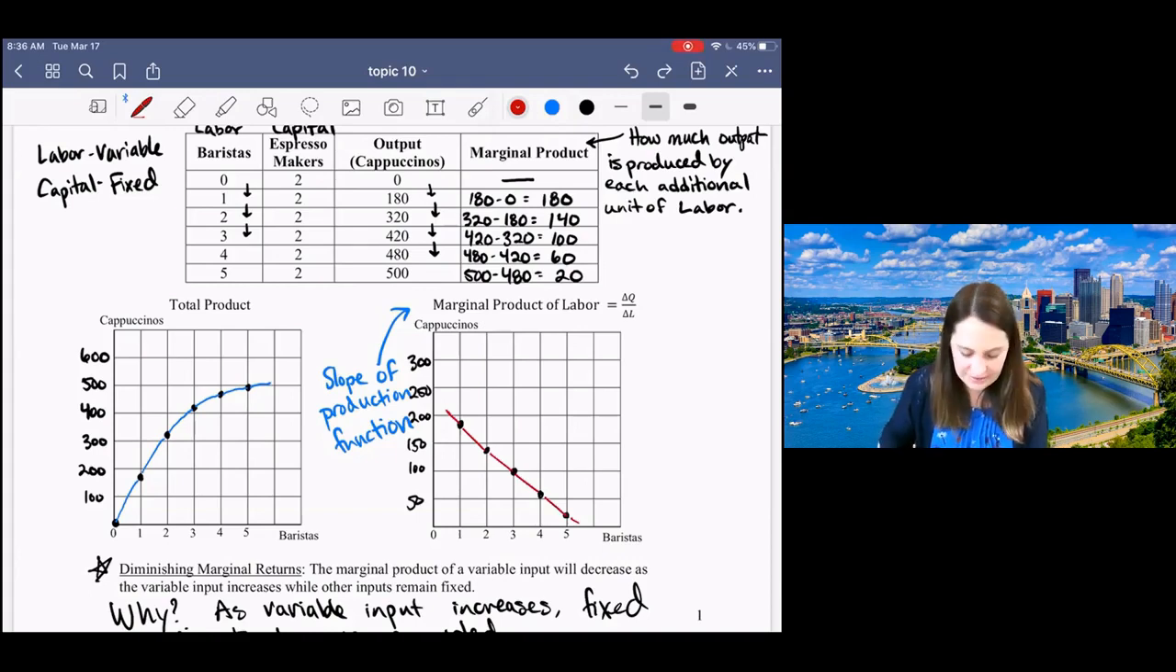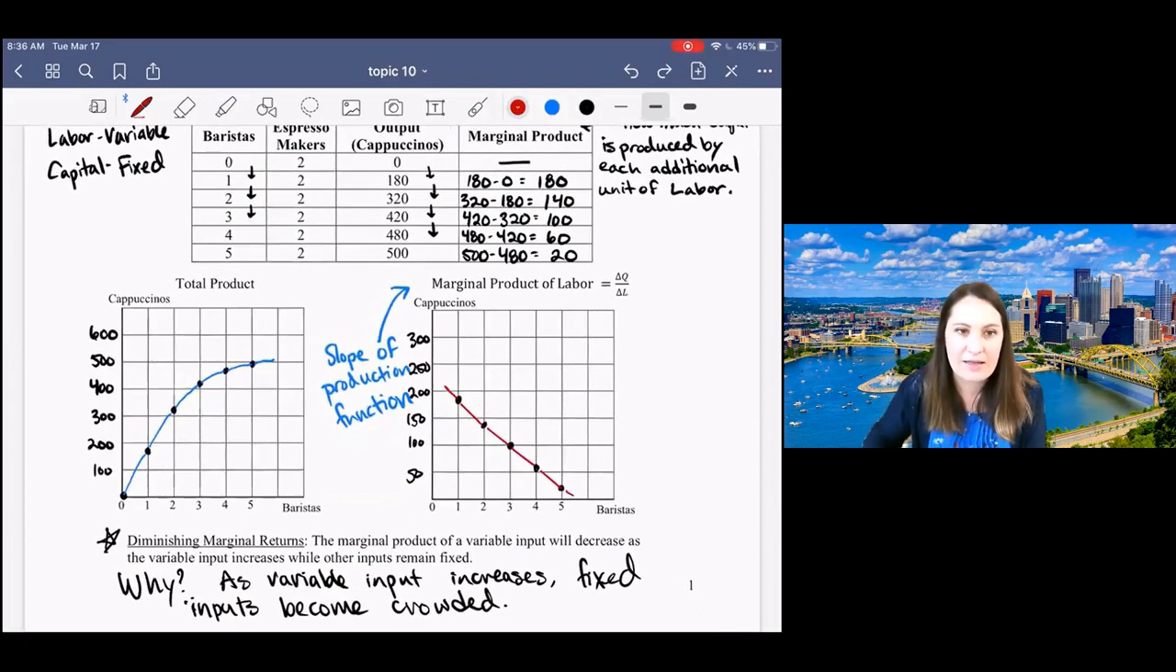Another way of saying that is that the slope of the production function is decreasing with labor. All of this to say that we always assume this decreasing marginal product, or diminishing returns to scale, as one property of our production function.